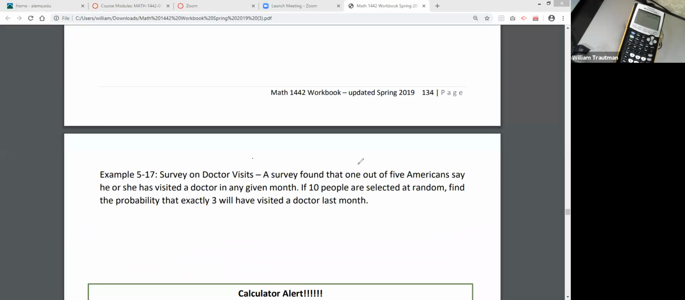Same one, 1 out of 5. This probability is 0.20. If 10 people are in a survey, that's n. Find out the probability that less than 3 have a doctor's visit. So we're not doing exactly 3. Remember, equals was Binomial Pdf. We're doing x is less than 3.